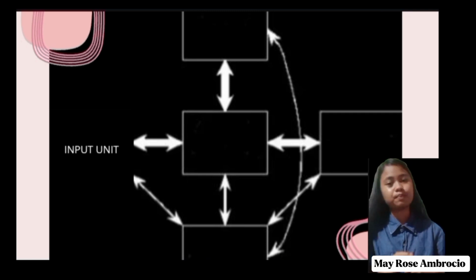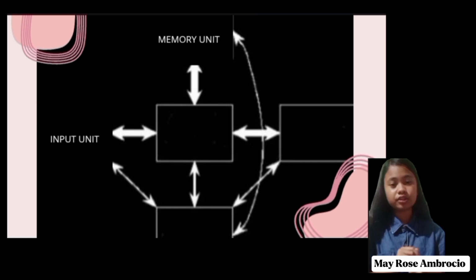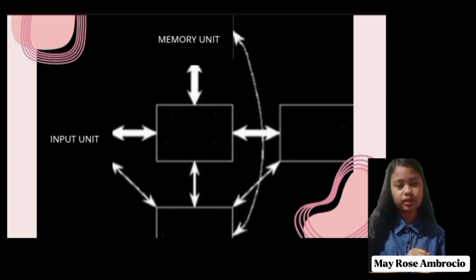The second one is memory. Memory is the storage of information, data, or processes. Data is temporarily stored in the memory that we call RAM.